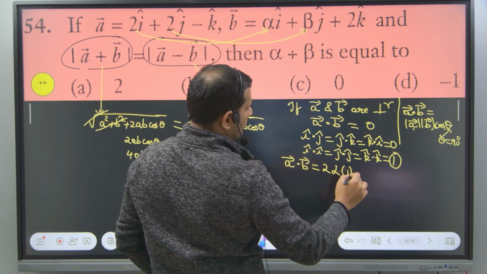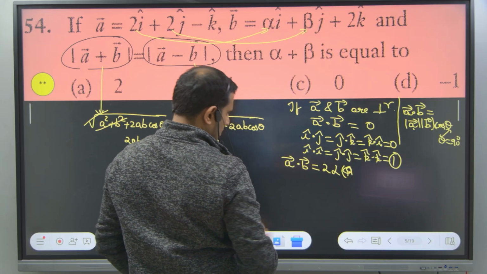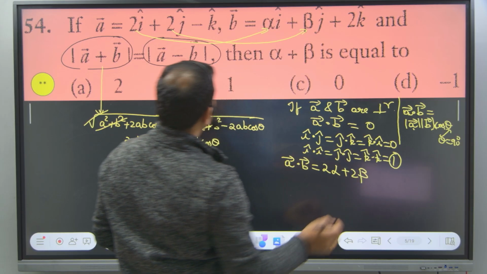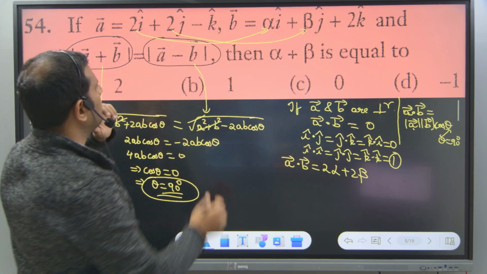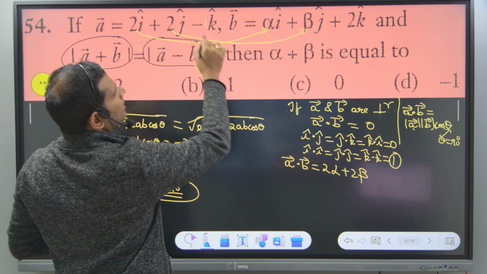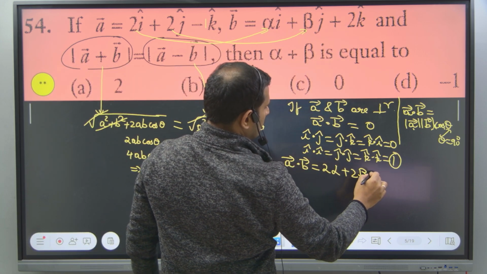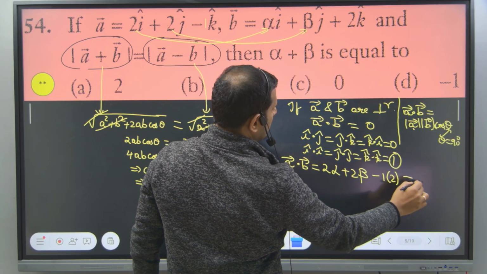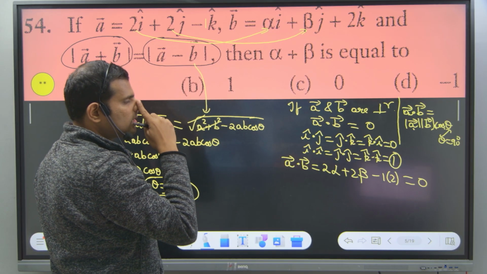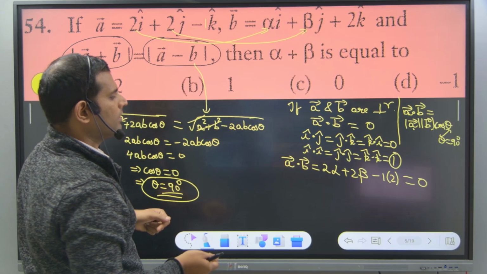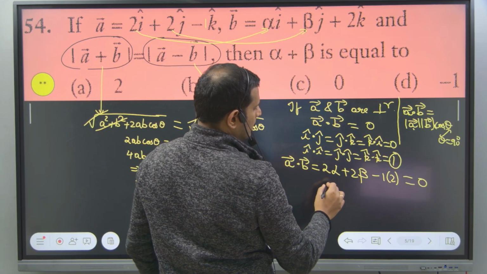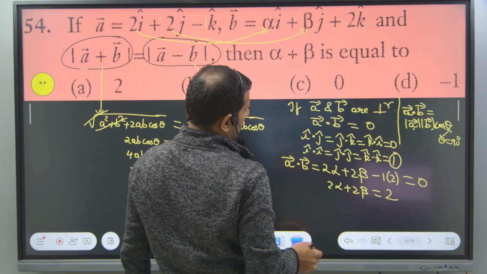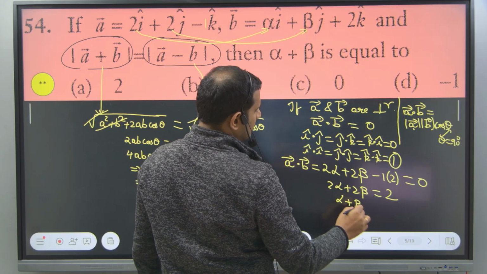2 beta into 1. So I will not write this 1. I think you all understand. So 2 alpha plus 2 beta, and next, what comes? Minus 1 into 2. So you will get minus 1 into 2, and a dot b should be how much? 0. Why should it be 0? Because both the vectors are perpendicular. So now if we take this to the other side, 2 alpha plus 2 beta is equal to 2. They have asked for alpha plus beta. So what is alpha plus beta? 1.